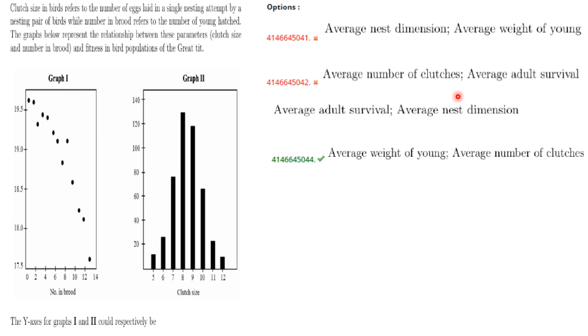Now if you see the options, average weight of young, average adult survival, average nest dimension, all these do not fit the clutch size graph, because clutch size refers to the number of eggs laid in a single nesting attempt by a nesting pair of birds. So how can you know adult survival and weight of the young? It is not possible. Even average nest dimension is not possible. So it should be average number of clutches. So graph 2 should be average number of clutches, and average weight of young for graph 1 is suitable. So the answer here will be option 4.